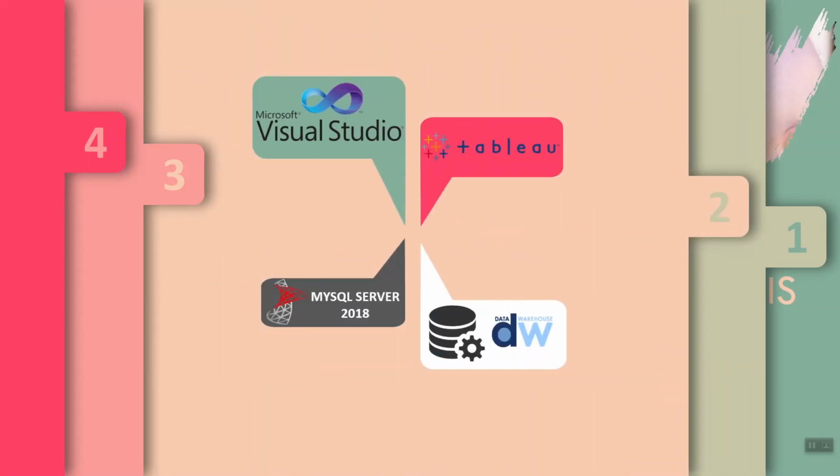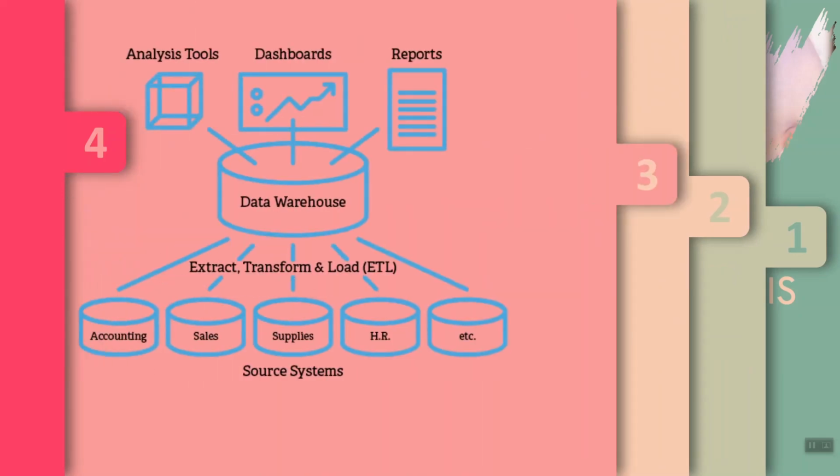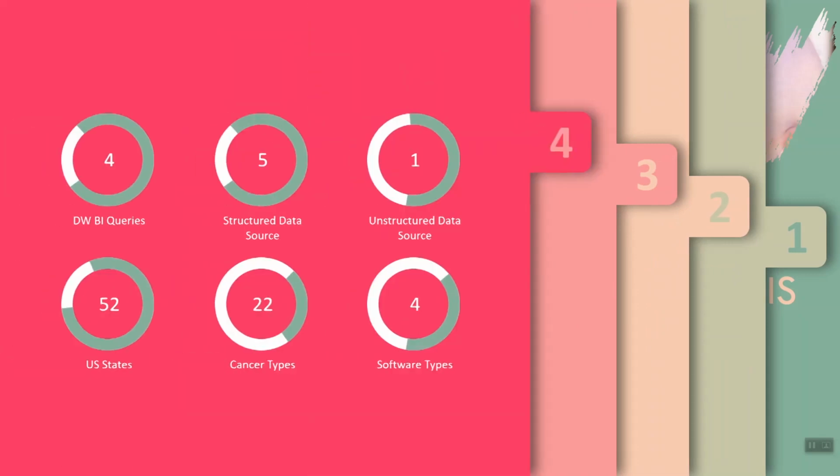Tools like Visual Studio, MySQL, and Tableau were incorporated while deploying and reporting the data warehouse. Here is a basic design of the data warehouse architecture with OLAP Cube and analysis tools over the top. We will be analyzing 4 BI queries with various data types and sources for 20 different types of cancer in 52 states within the United States of America.